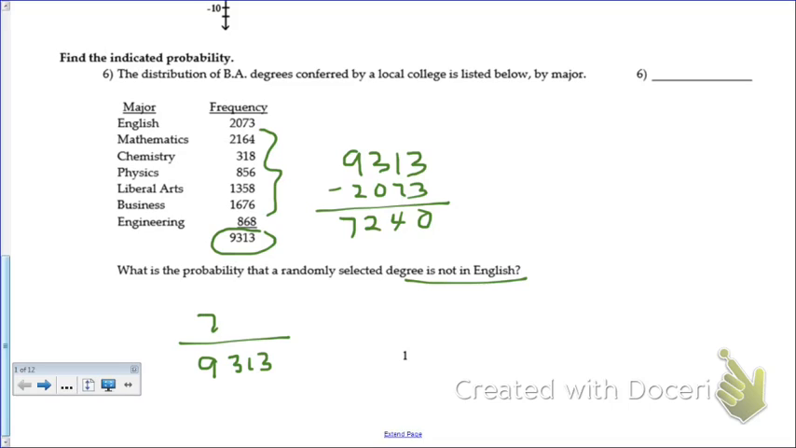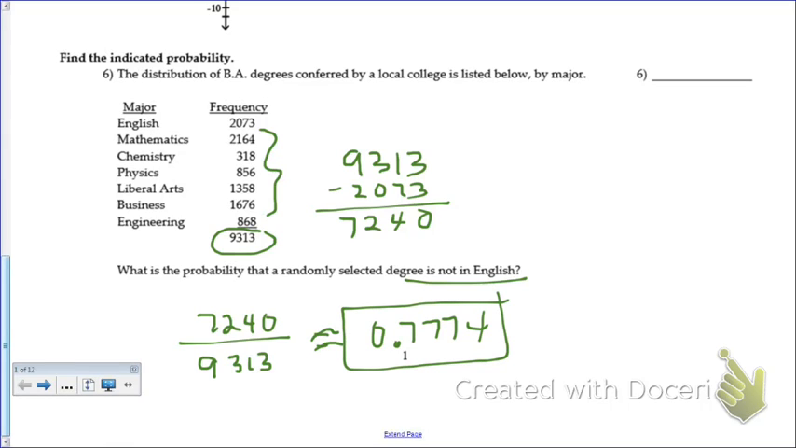Which is 7,240. And then you can simplify that. You can make that a decimal as well if you want to. The decimal approximation for that is about 0.7774. So that would be the probability.